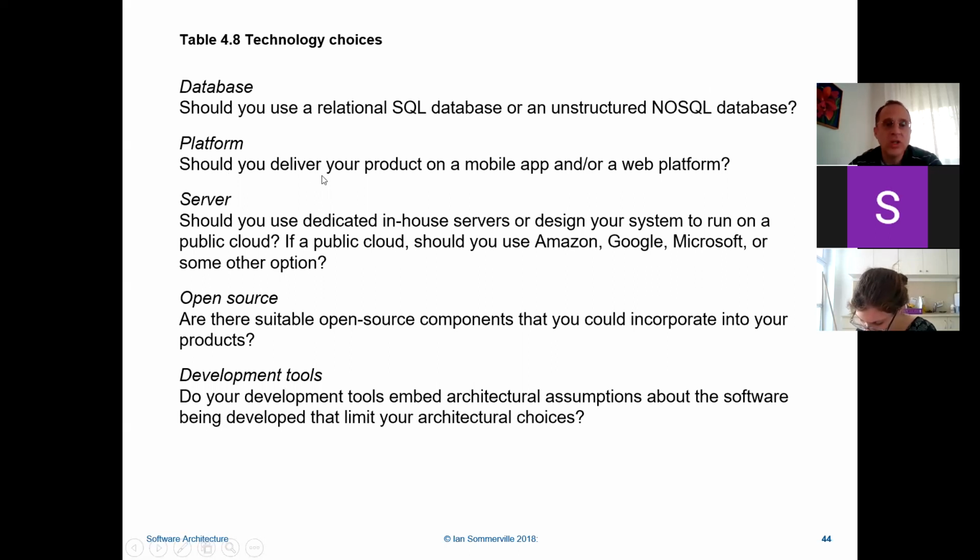Platform. Should you deliver your product as a mobile app or a web platform? Nowadays, if your product is a web product, then it's going to be doing both, an app and a web platform. Server. Should you use dedicated in-house servers, as we talked about before, or design your system to run on public cloud? Should you use Amazon, Google, Microsoft, or some other option? These are decisions that you have to make. Nowadays, like I said before, almost everybody uses either Microsoft or Amazon cloud. Google, I guess, also.